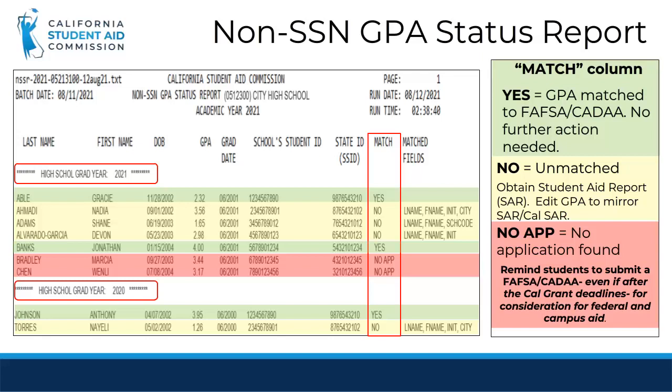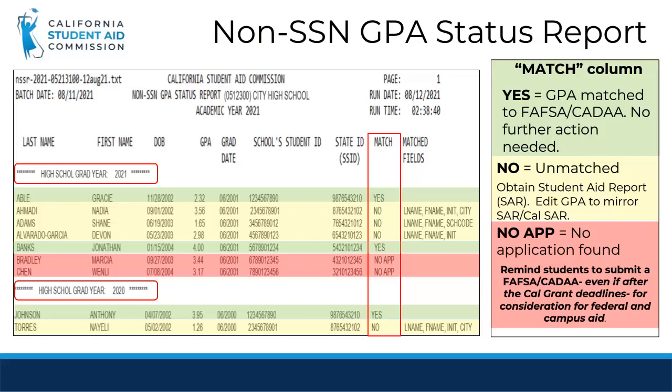You'll notice that current seniors and previous graduates who list your high school on the FAFSA or DREAM Act application are conveniently sorted by graduation year. Notice the 2 columns labeled Match and Matched Fields. For the match column indicators, yes means that the GPA matched to a financial aid application. This student will be considered for the Cal Grant, so no further action is needed.